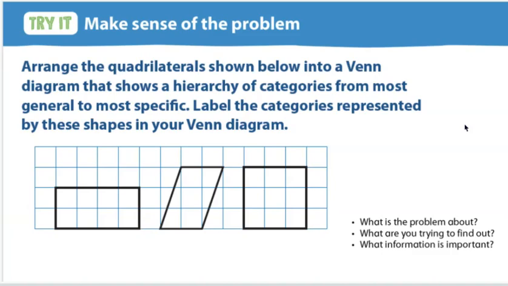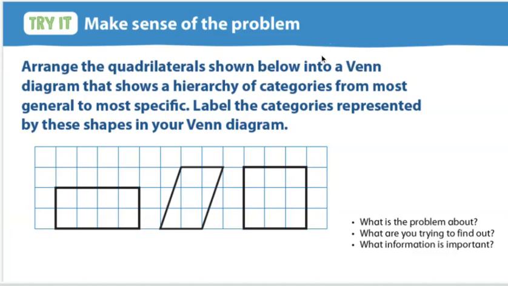So, who or what is this problem about? Well, this problem is about shapes, and you are being asked to draw a Venn diagram to represent their relationships based off of shared attributes. And when you do this, you really want to take a look at what these shapes are called. Why are they classified the way that they are?